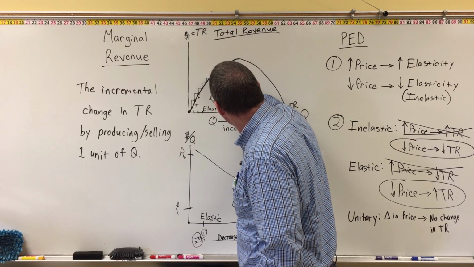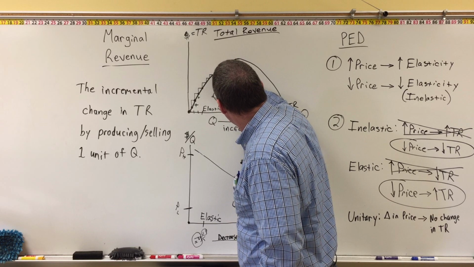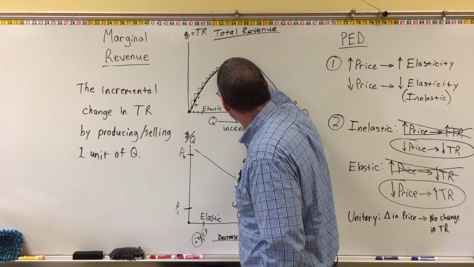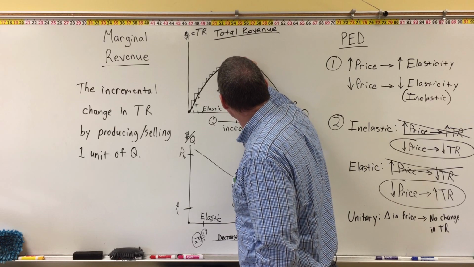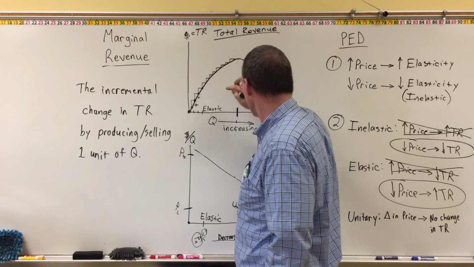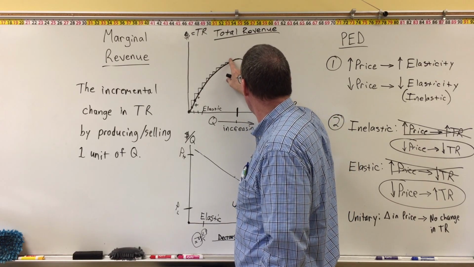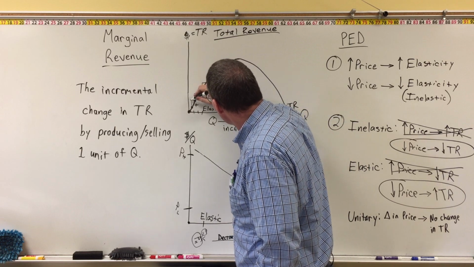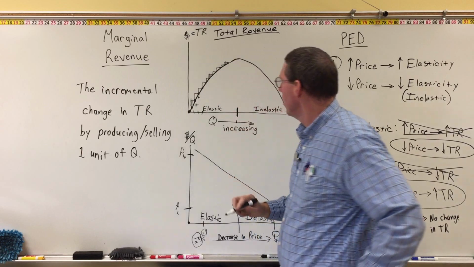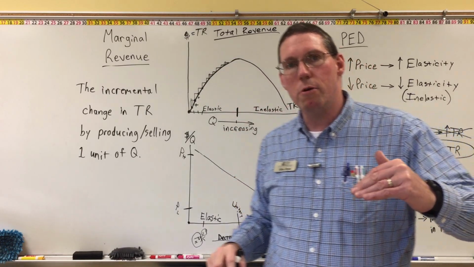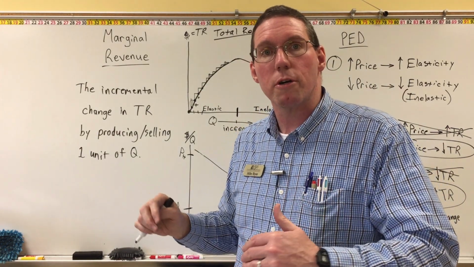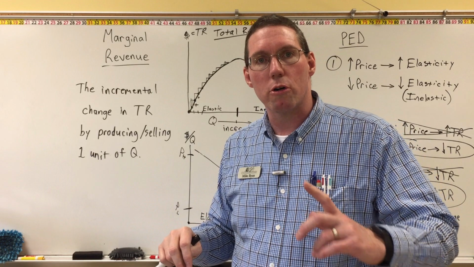What I want you to see is that the increases are going to start getting smaller and smaller and smaller, okay? The idea is, see, this is bigger, and this is smaller, and this is even smaller. The increases in total revenue, they're still increases. Total revenue is still getting larger and larger, but it's getting larger in smaller chunks.